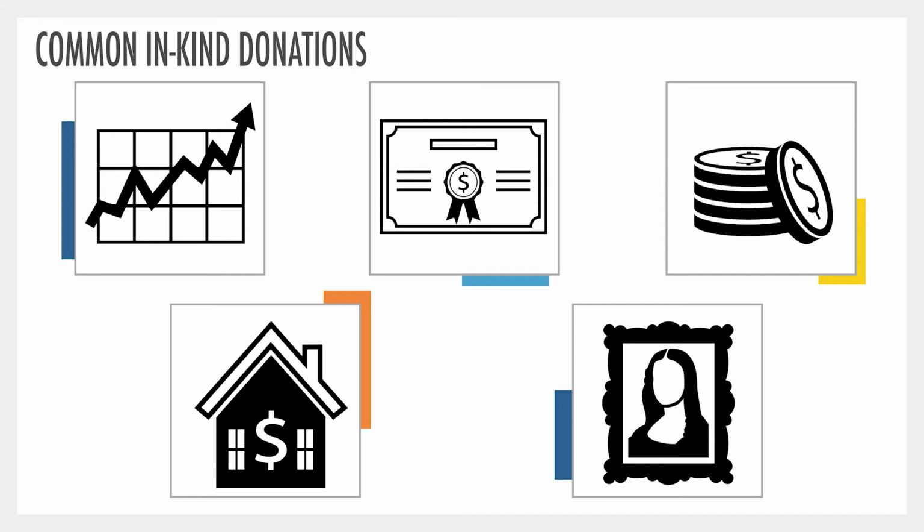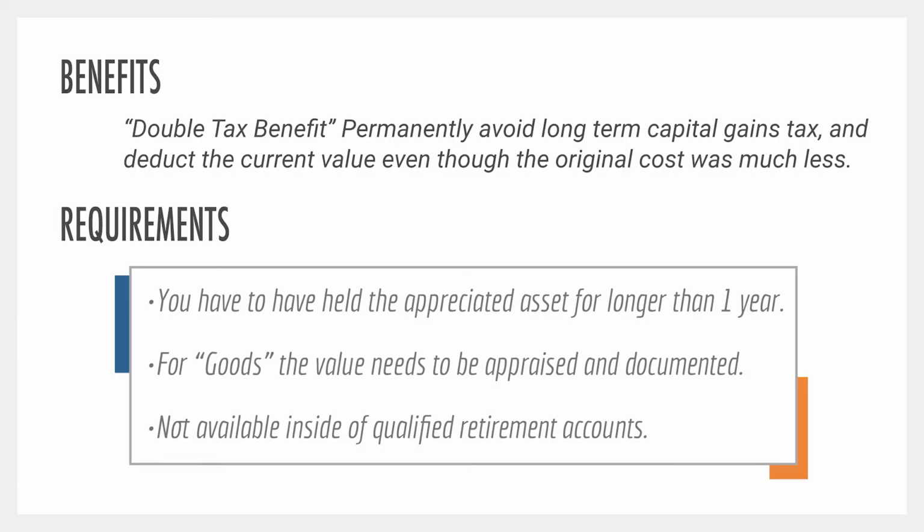There's many kinds of appreciated assets. Some of those here are appreciated stock, just like Apple, or bonds, or gold, or precious metals. You can also donate real estate as an appreciated asset, or appreciated artwork, or anything that has an appraised value. Now that we've covered the two types of in-kind donations, let's dig into the benefits a little bit. As you can see from both the Apple farmer and the Apple investor, there's a double tax benefit going on here. You permanently avoid long-term capital gains tax, and then you're able to deduct the current value, even though the original cost of these items was much less.